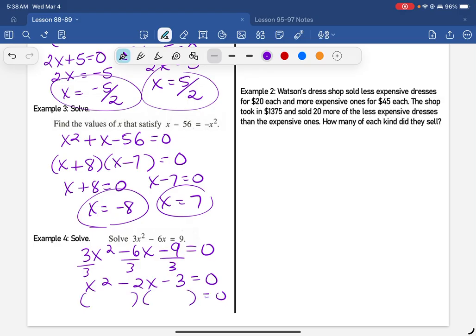Parentheses, parentheses, x, 3 times 1 is 3. I need a negative 2, so I'll make that 3 negative and the 1 positive. And I know that x equals positive 3 and negative 1.